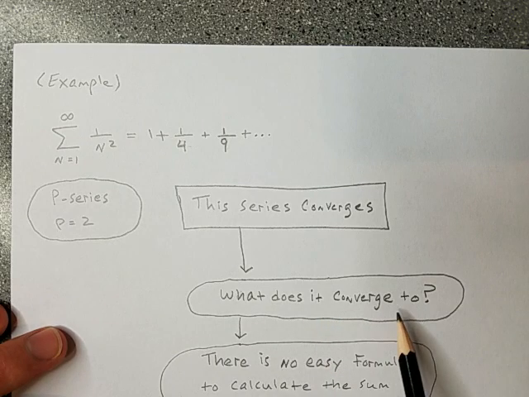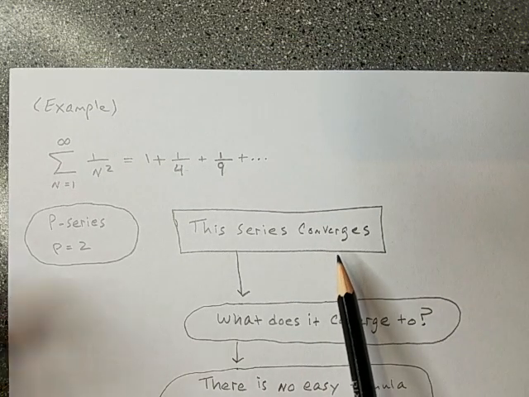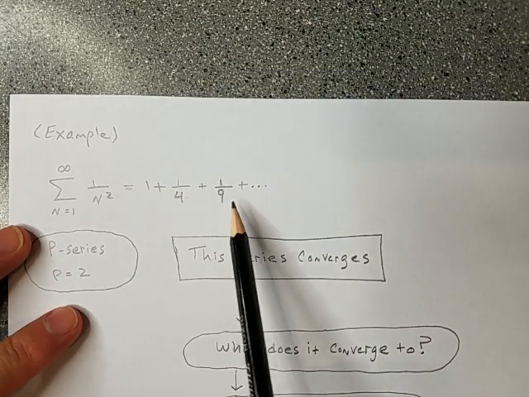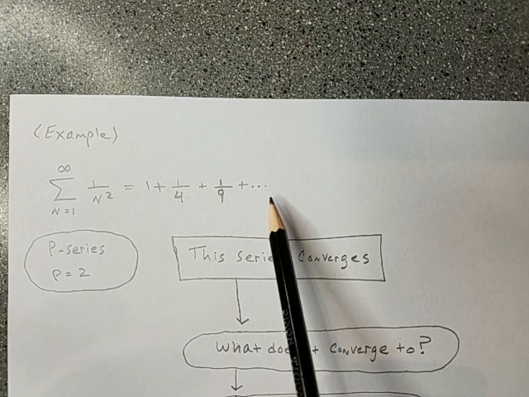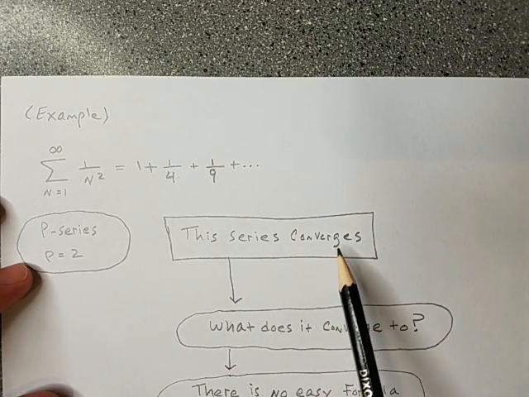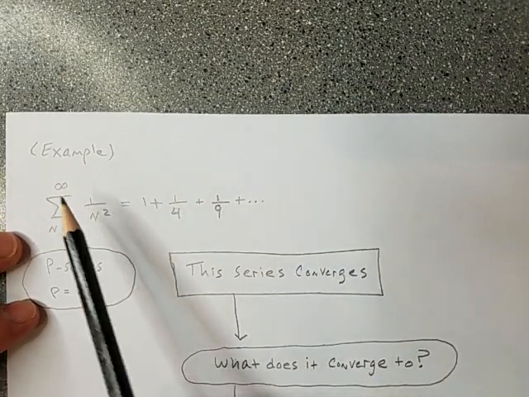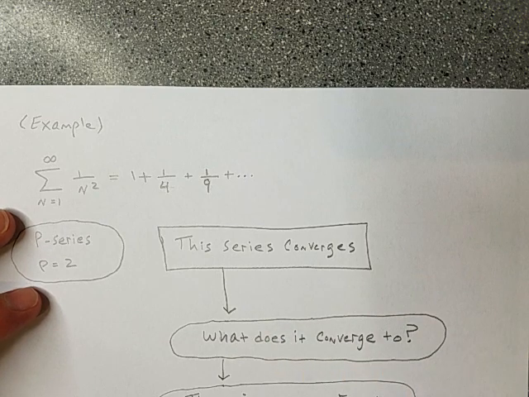What does it converge to? If it converges, it's got to converge to something. I mean, you add these numbers up, and the more of those numbers you add, the closer you get to something. That's what it means when a series converges. I mean, you're going to add forever. And the more you add, the closer you get to something.